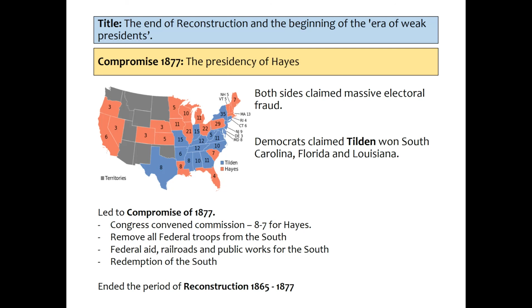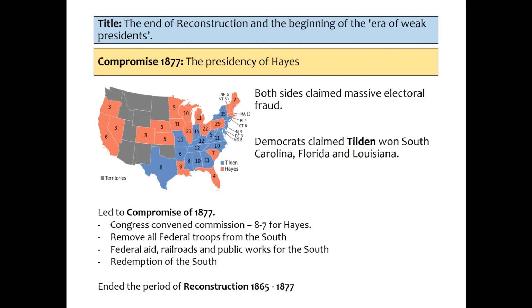They wanted to determine the outcome of the election quickly. It's made up of 15 members, 7 Republicans, 7 Democrats and 1 independent. The independent resigns from the commission and is replaced by a Republican, and therefore they award the presidency to Rutherford Hayes by 8 votes to 7.